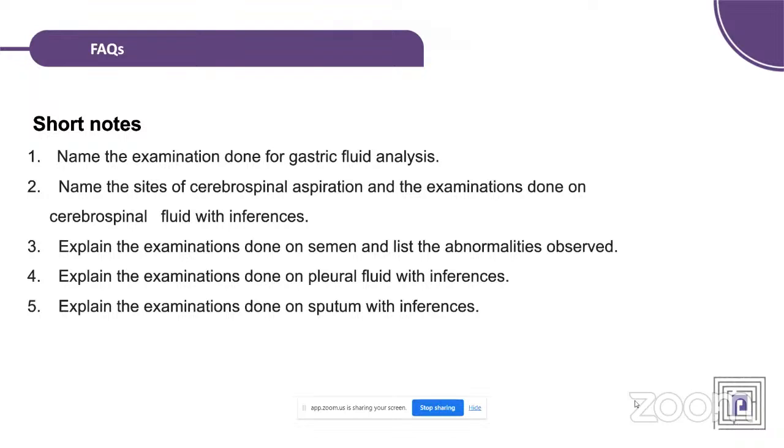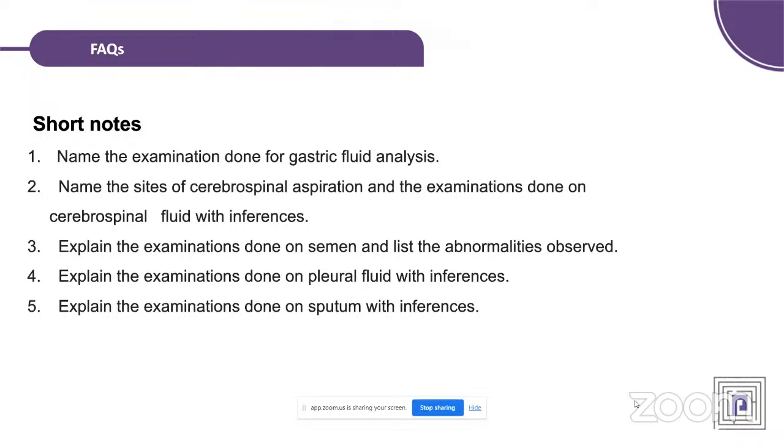Examinations done on semen and list the abnormalities observed. So, why do we do semen analysis? The basic concept behind semen analysis is to tell the sperm count. Persons with infertility problems come for semen analysis to analyze the sperm count and the morphology of the sperms, because oligospermia or azoospermia is the most common cause of infertility.